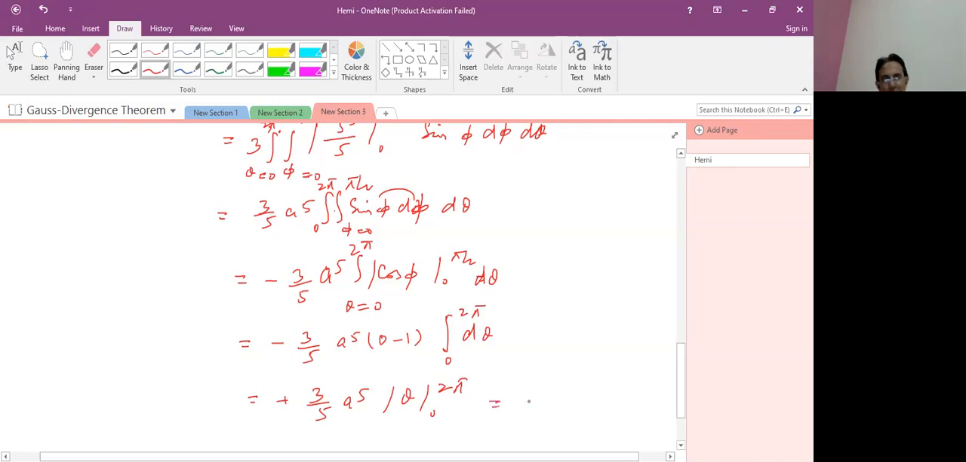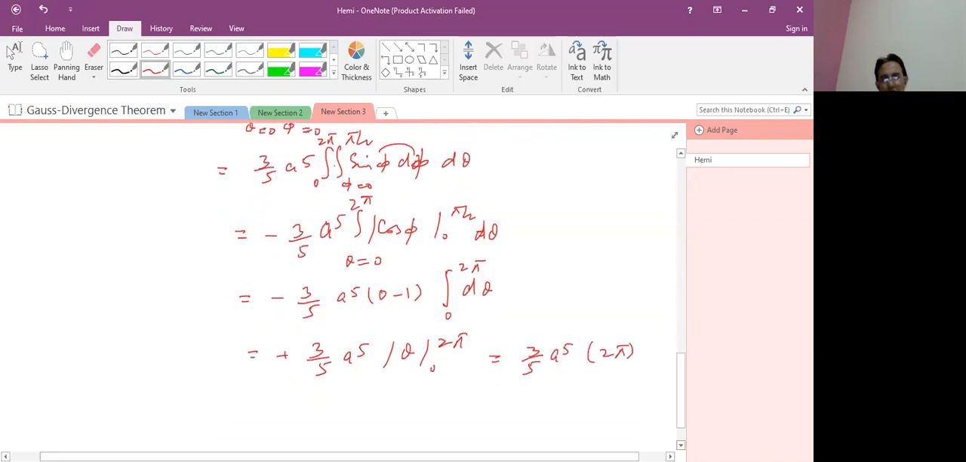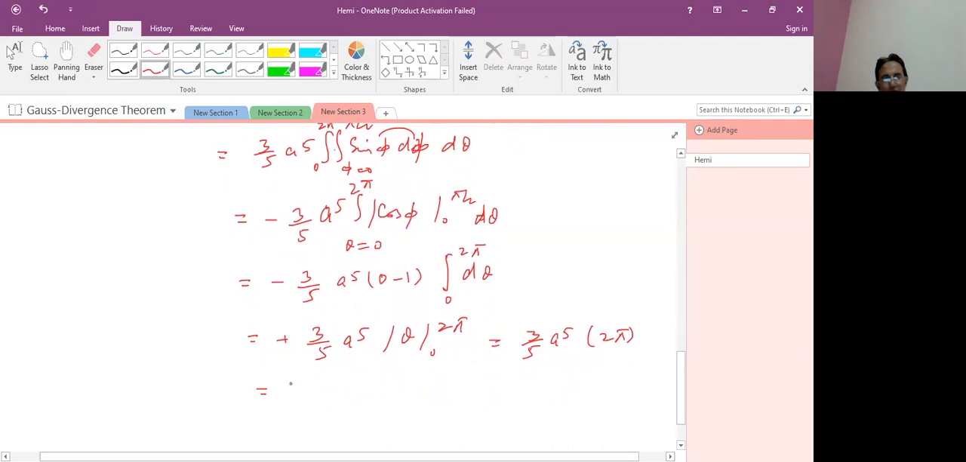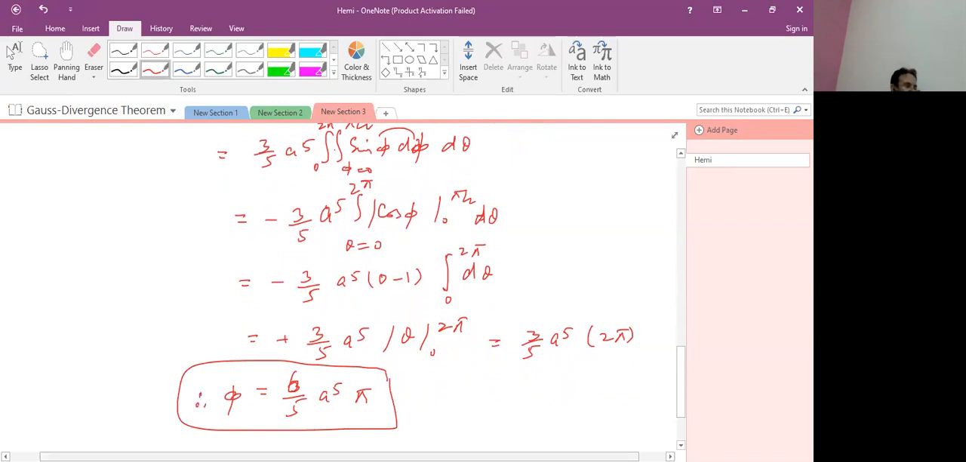So it means 3 upon 5 a to the 5 into 2 pi. When we apply the limits, we get 6 upon 5 a to the power 5 into pi. This is called the outward flux. So therefore, phi is equal to 6 pi upon 5 a raised to the power 5.